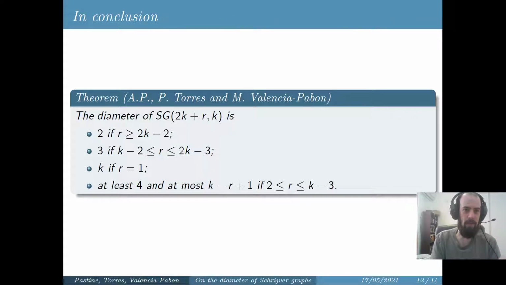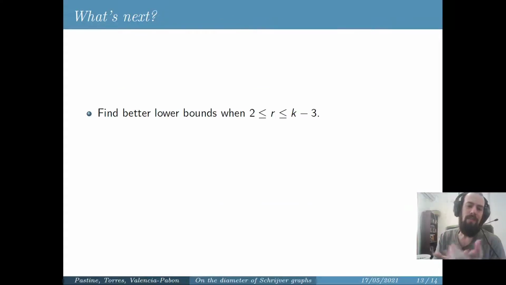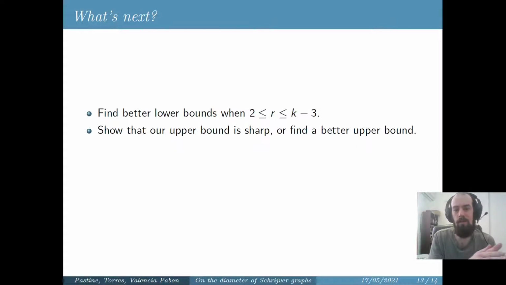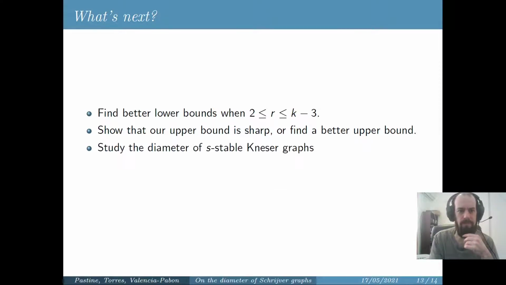Some things that remain to be shown are, well, we need to find better lower bounds when r is between 2 and k minus 3, because the lower bound that we found is 4, and that is good when r is close to k minus 3, but it's really bad when r is small. We want to either show that our upper bound is sharp, or find a better upper bound. I think that it is sharp when r is big, when it's closer to k, but when r is small, probably the upper bound could be improved.